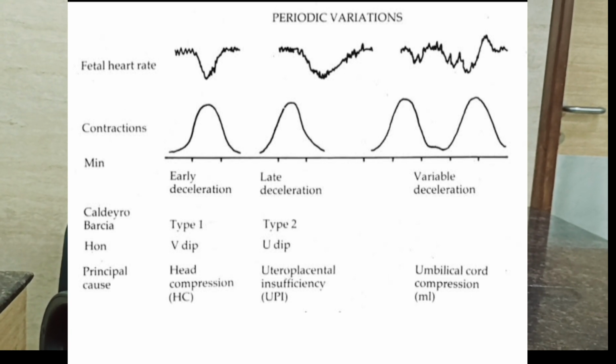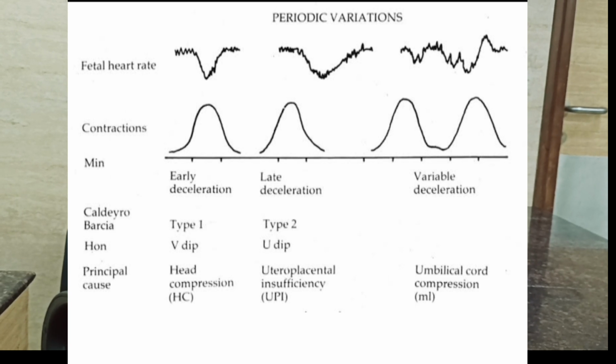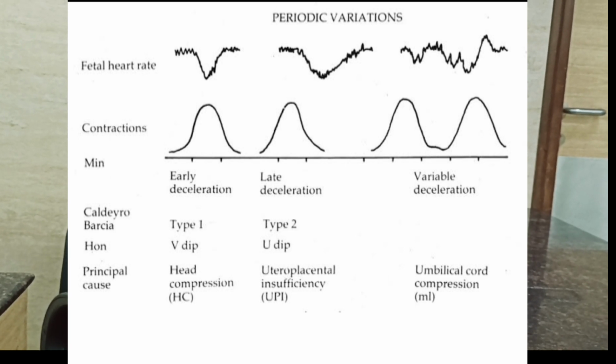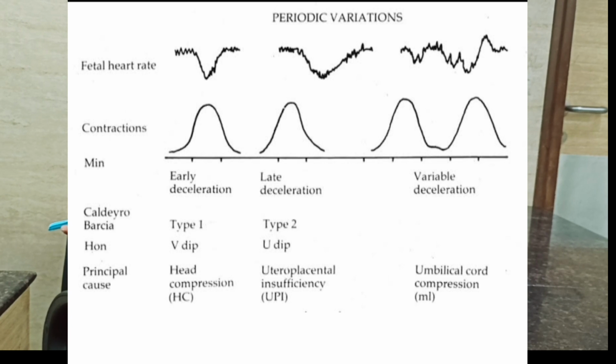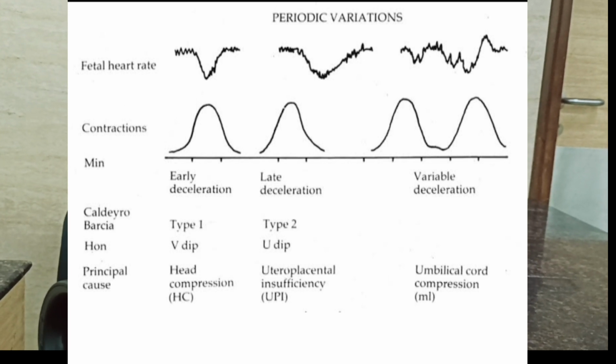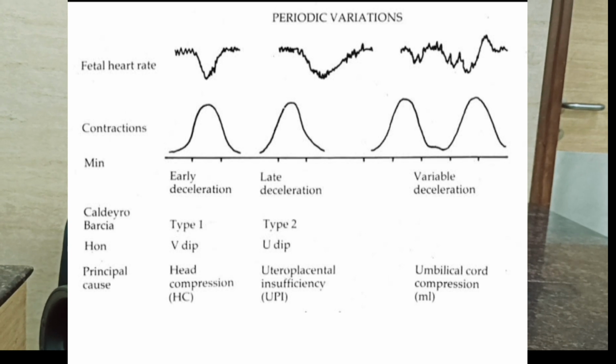In variable decelerations, it occurs because of cord compression. So the cord can get compressed anytime, so there will be variable deceleration. But what is important is looking at all the 5 concerning features. So whenever you have a trace with variable deceleration, you have to look for the concerning features.